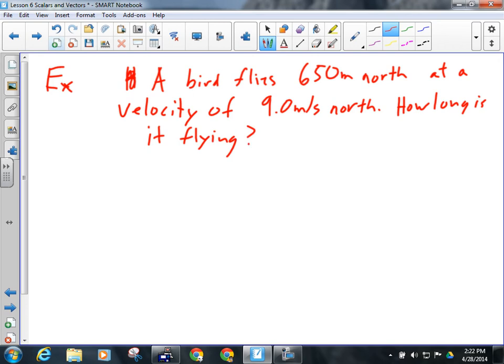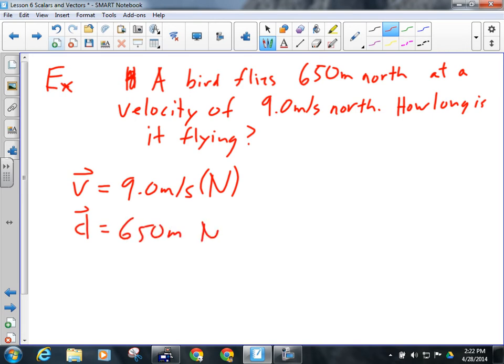Okay, so this bird flies 650 meters north at a velocity of 9.0 meters per second north. How long is it flying? Does this really change a whole lot what I do? Not for this question, no. For this question, it's still pretty much what we were doing before. I was given a velocity instead of a speed this time. 9.0 meters per second north. Displacement, 650 meters north. How long does that take?